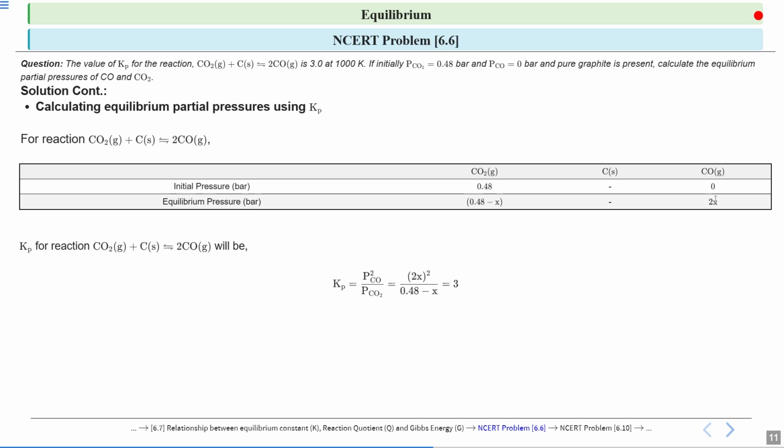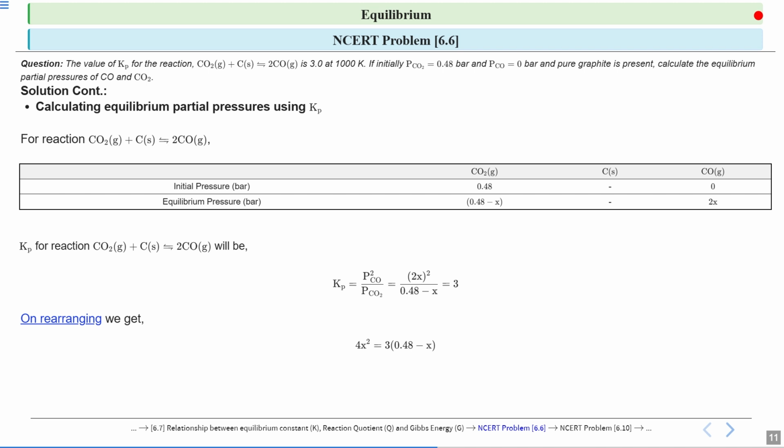It is 2x, so we will take 2x square, and for the carbon dioxide the pressure is 0.48 minus x. So we put the same in the denominator. This whole thing can be equated with 3. It is given in the question. Then we have now one variable and we have one equation.